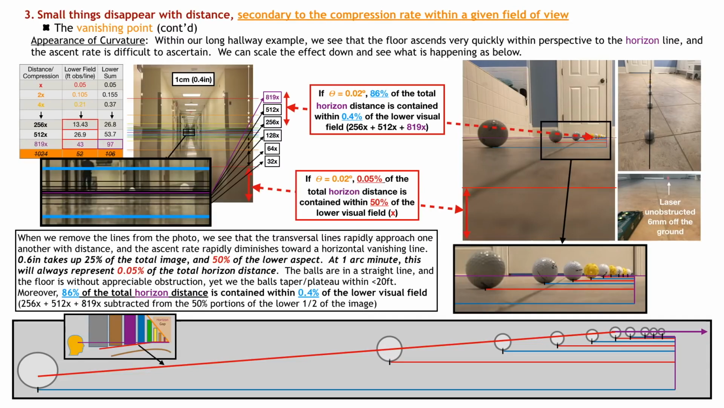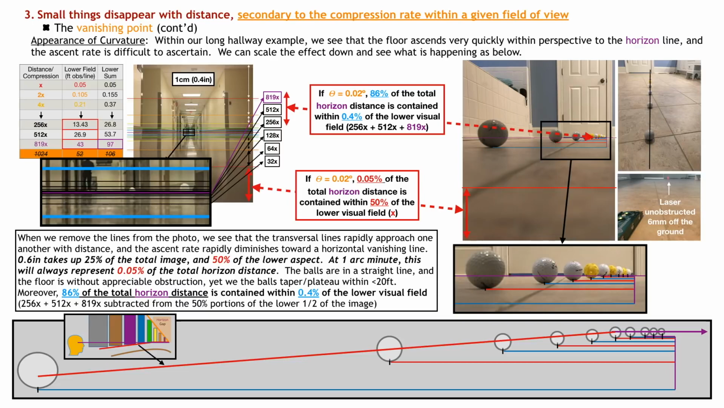So when we remove the lines from the photo, so in other words, this is just in the bathroom, right? And so if you put the balls along the floor at a standard rate in a straight line, and then you make sure the floor is level, you can shoot a laser 6 millimeters off the ground, and it's not obstructed, right? But when you look at what this photo appears to be, you can almost get this sense of curvature. What is the ascent rate for these balls?